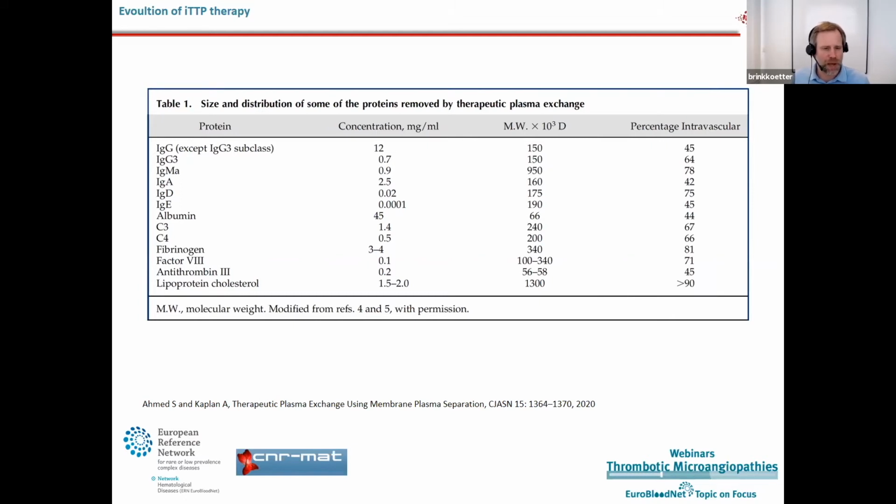The exchange of patient plasma allows us to remove autoantibodies. And when talking about TTP, we primarily talk about IgG antibodies. And here it's more important to keep in mind that only 40 to 70% of the antibodies are actually found within the bloodstream.